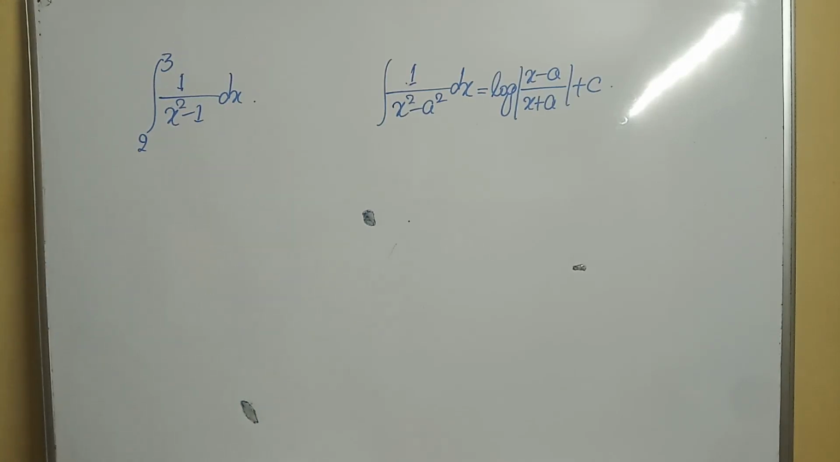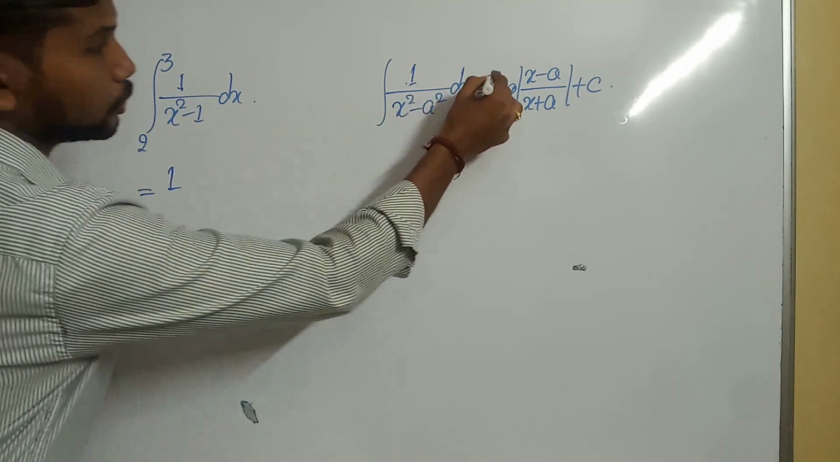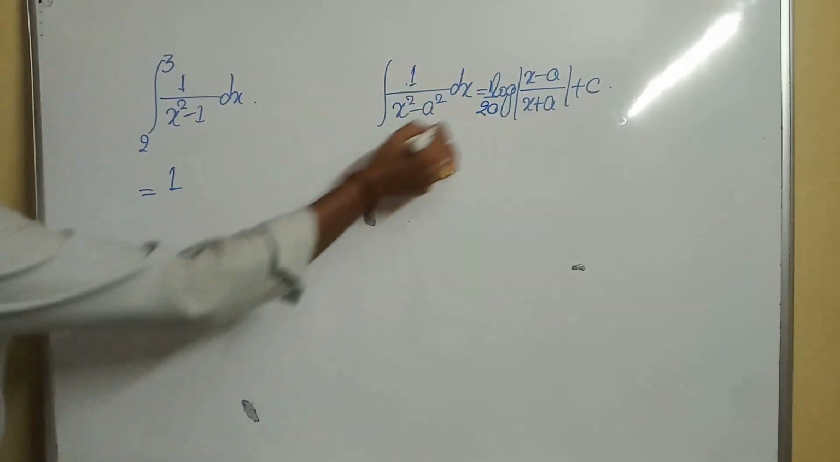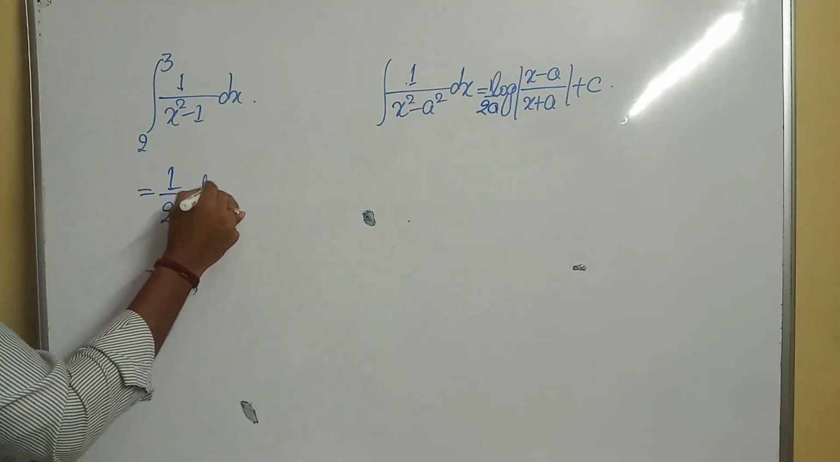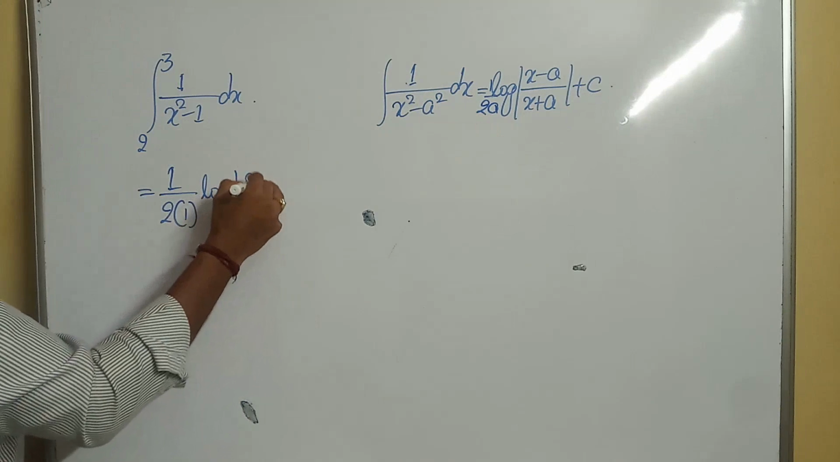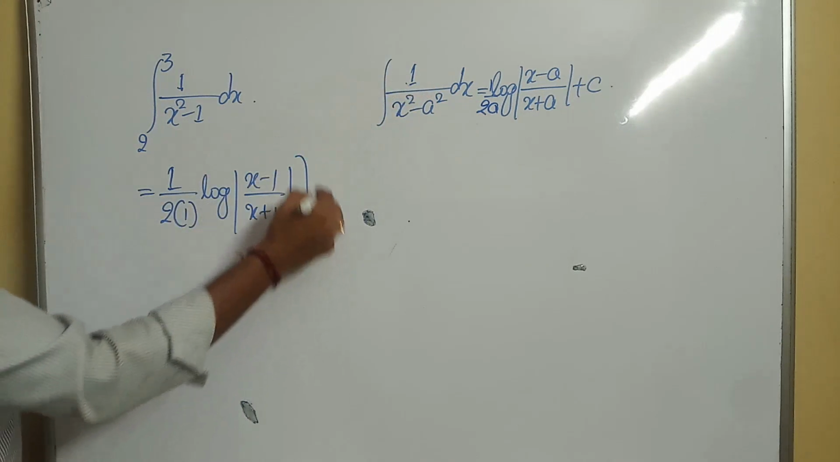Next example is 1 divided by x square minus a square form. It will be 1 divided by 2a. Got it? 1 by 2a will be there. It will be 1 divided by 2 into a value, which is 1, log modulus of x minus 1 divided by x plus 1 by the formula. The limits are 2 to 3.